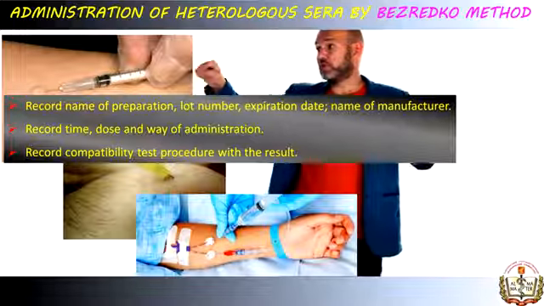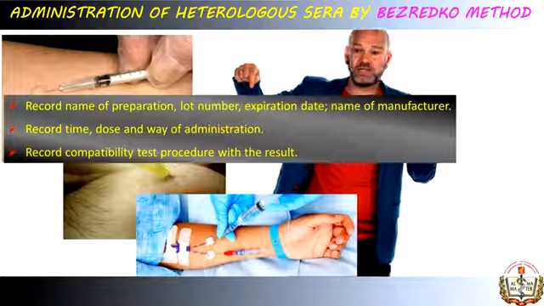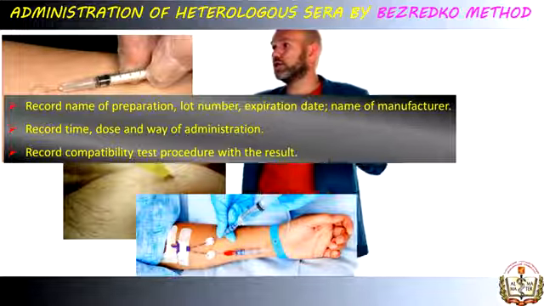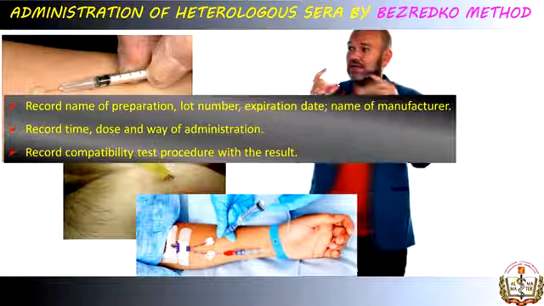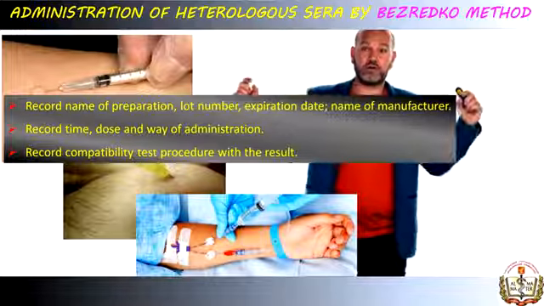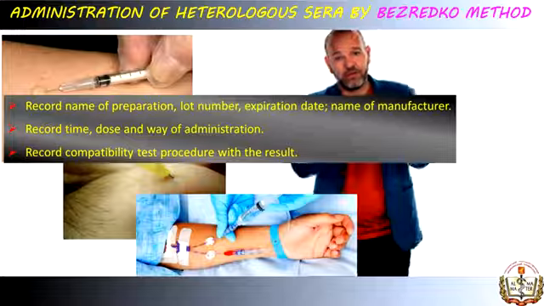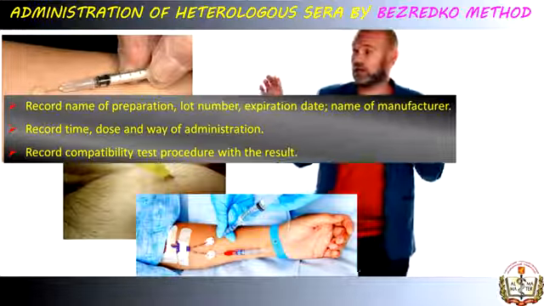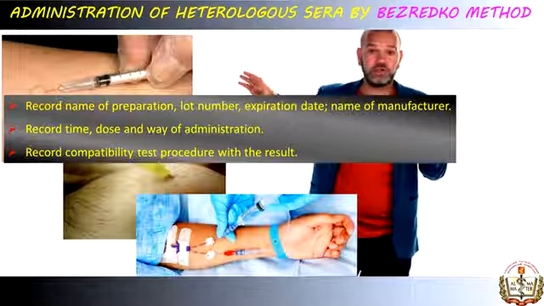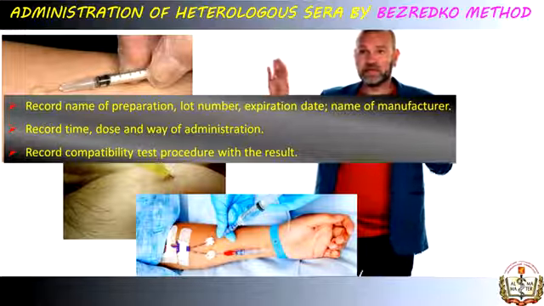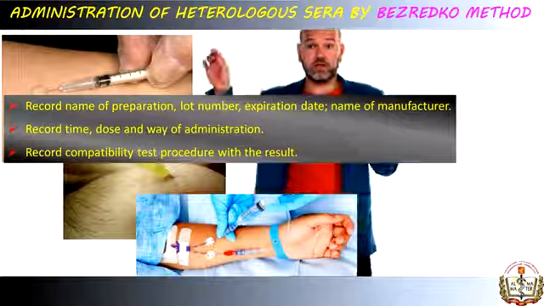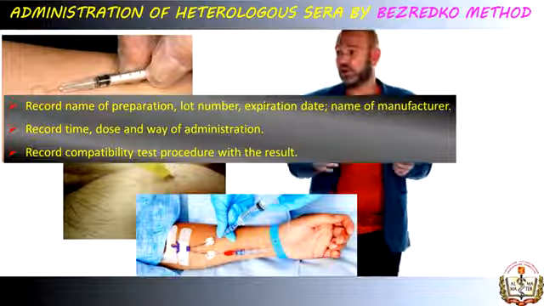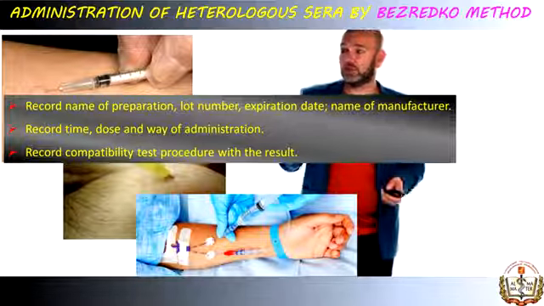Name of preparation, lot number, expiration date, who is the manufacturer, record the time, dose, and where you administered, and a complete record of the whole procedure: that you did it, that you checked your subject was fine, and no allergic reactions were observed during your injection. Again, in the case of any accident in the future, it is the most perfect protection for you, a documented procedure that you did correctly, that you checked before injections.